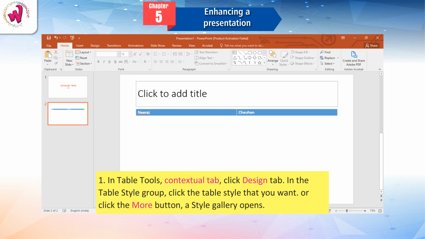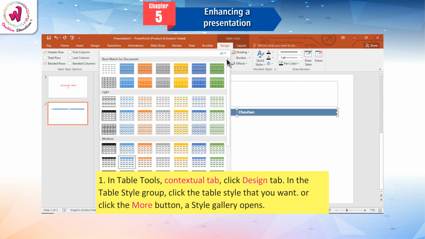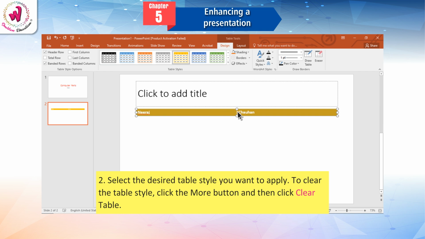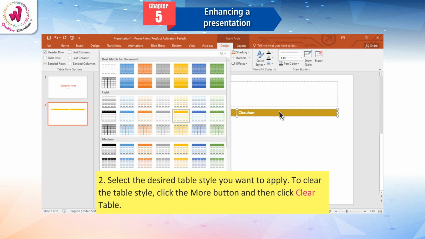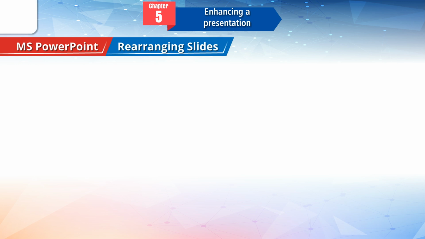To apply a different table style: 1. In Tables tool, Contextual tab, click Design tab. In the Table Style group, click the table style that you want, or click the More button. A style gallery opens. 2. Select the desired table style you want to apply. To clear the table style, click the More button and then click Clear Table.